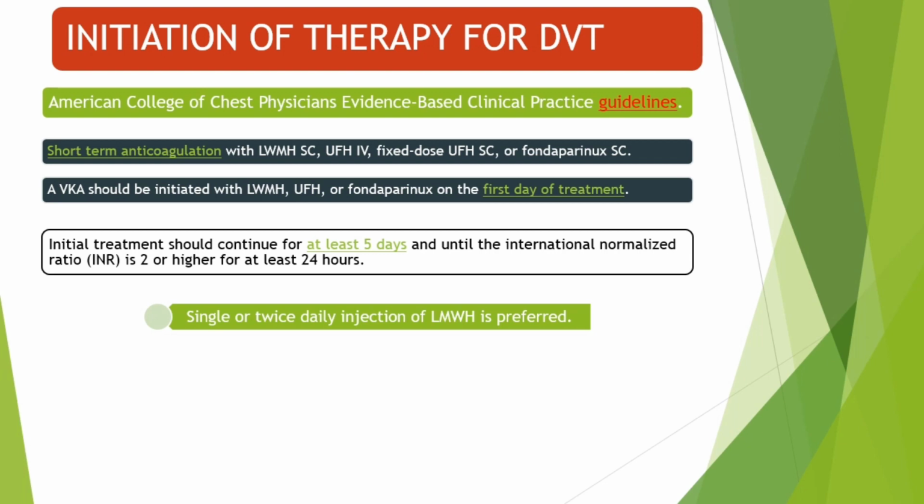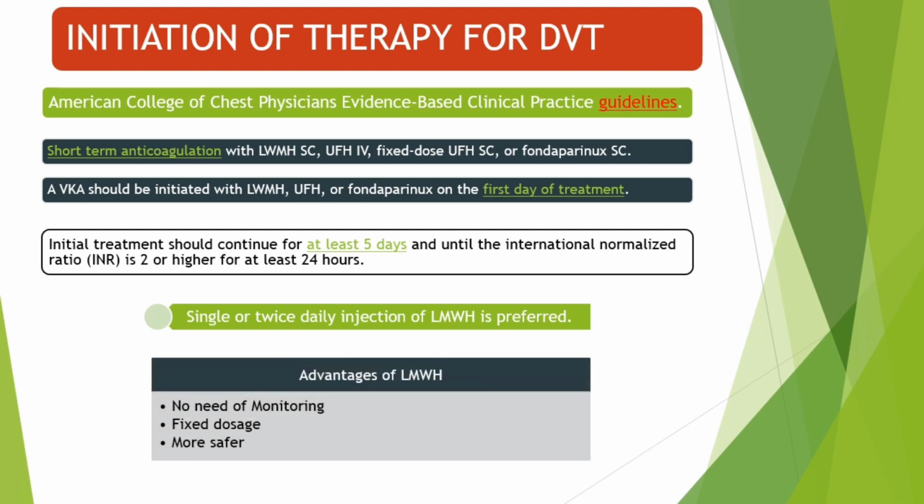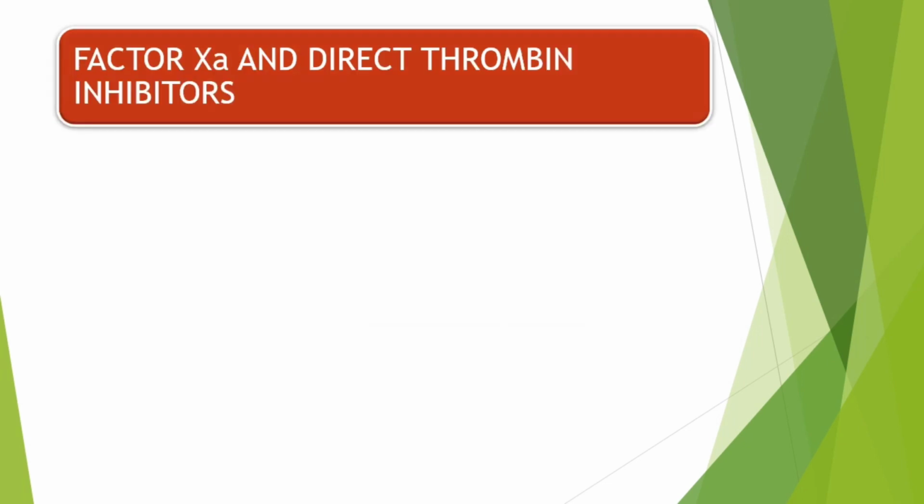Single or twice daily injection of low molecular weight heparin is preferred because it has the advantage of fixed dosage, more safety, and it doesn't require any monitoring. We all know that oral anticoagulation therapy is not limited to vitamin K antagonists and warfarin. NOACs or novel oral anticoagulants are also increasingly used as first-line medications for patients with DVT, pulmonary embolism, and other compelling indications. These are factor Xa inhibitors and direct thrombin inhibitors. They are superior to warfarin in many aspects.